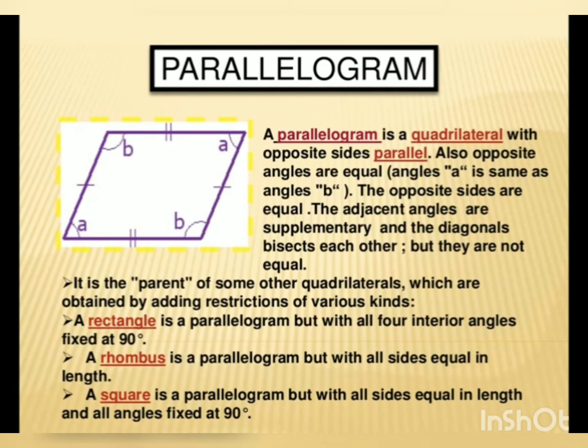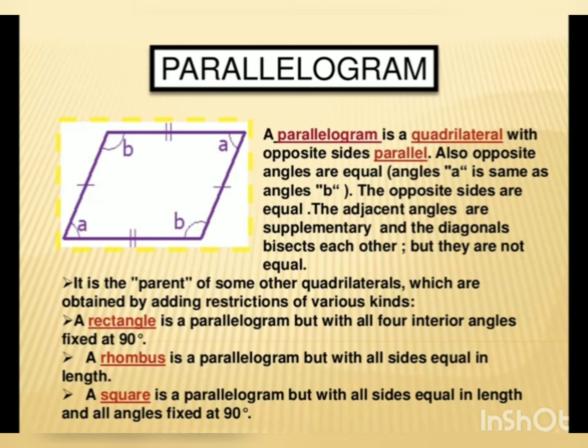Next is a parallelogram. A parallelogram is a quadrilateral with opposite sides parallel. Also opposite angles are equal. The opposite sides are equal. The adjacent angles are supplementary and the diagonals bisect each other. But they are not equal. That means the diagonals are not congruent to each other, but they are bisecting each other.